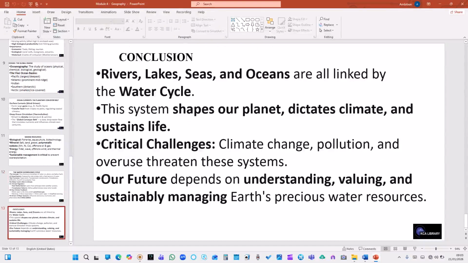In conclusion, rivers, lakes, seas, and oceans are all linked by the water cycle. This system shapes our planet, dictates climate, and sustains life. Critical challenges: climate change, pollution, and overuse threaten this system. Our future depends on understanding, valuing, and sustainably managing Earth's precious water resources.